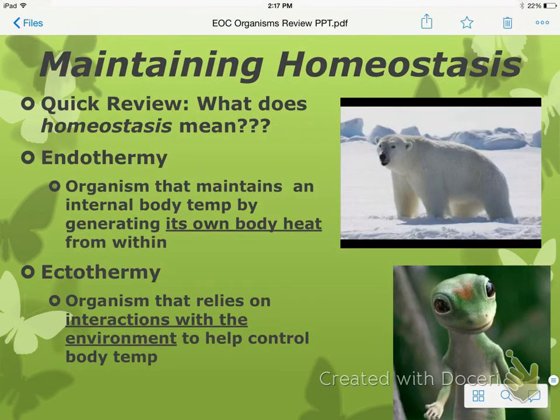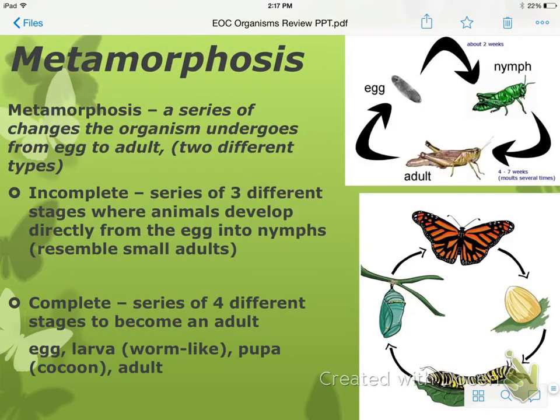Maintaining homeostasis. So quick review of homeostasis. Remember, that's keeping that constant internal environment. So a lot of organisms are endothermic, meaning they maintain their body heat on their own. But some things are ectothermic, like reptiles, and they need to interact with the environment. This is why animals like this bask in the sun. They need to soak up that heat, like reptiles and different snakes and turtles and things you see.